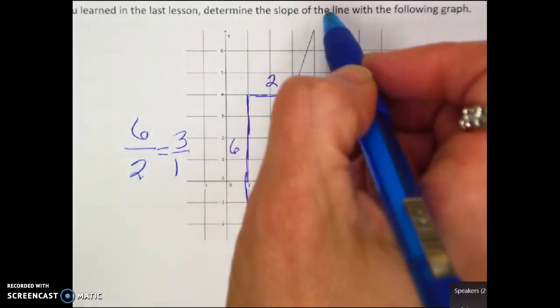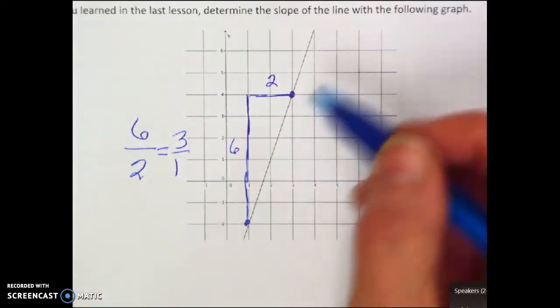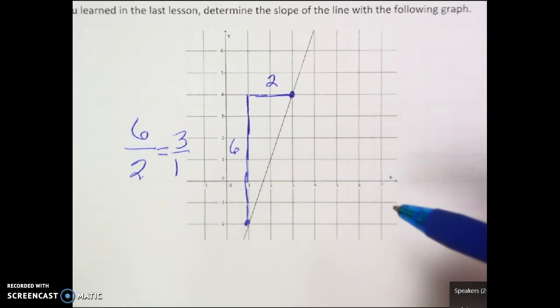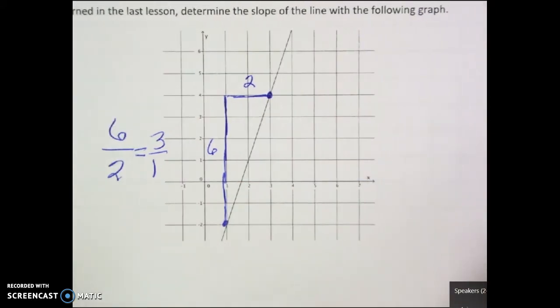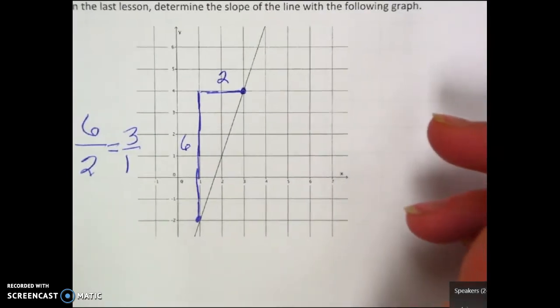It's going uphill, so it's positive. When we're counting spaces, we always have to consider if it's going uphill or downhill, whether we have a positive or negative slope. If we're using this formula, we don't have to think about that. Whatever it turns out is your answer. If it turns out to be positive, you have a positive slope. If it turns out to be negative, you have a negative slope.